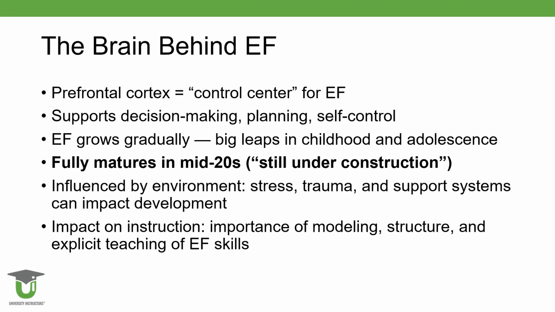The prefrontal cortex, often called the brain's control center, governs executive functions like planning, decision-making, and self-control. EF develops gradually with major growth during childhood and adolescence and is not fully mature until the mid-20s. This means that even teenagers are still learning to regulate emotions, plan ahead, and manage complex tasks.